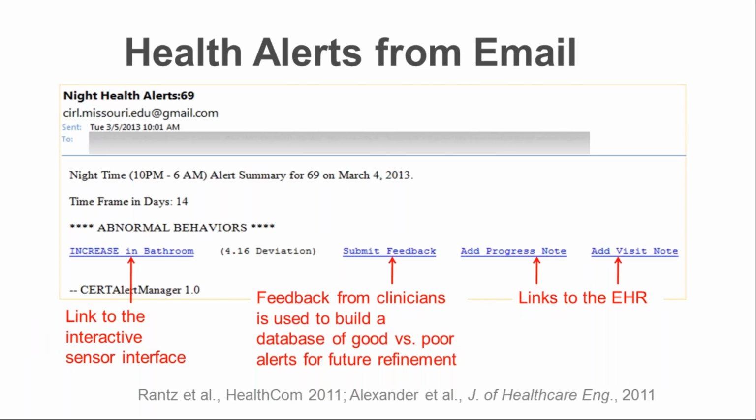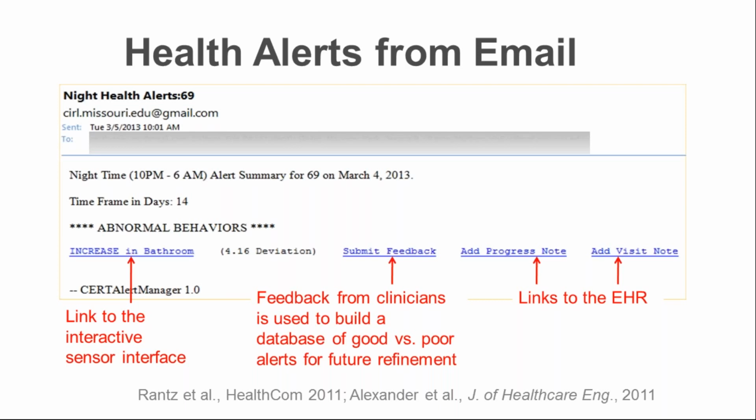This is an example of our email that we use in our health alerts. This is actually a physical alert. This is from March 4th of 2013. It was a nighttime alert. We have different alerts for different times of the day, because that's important when you're assessing people.